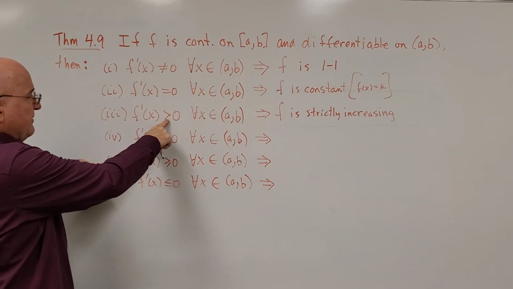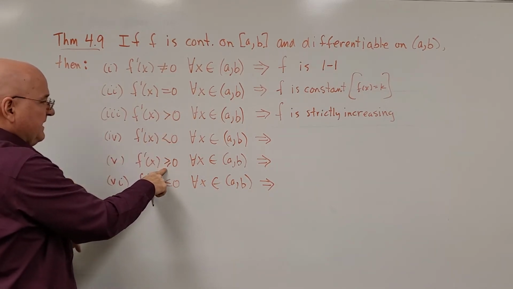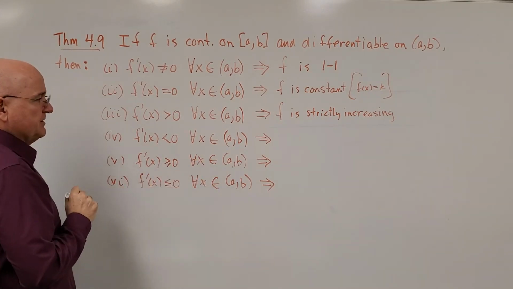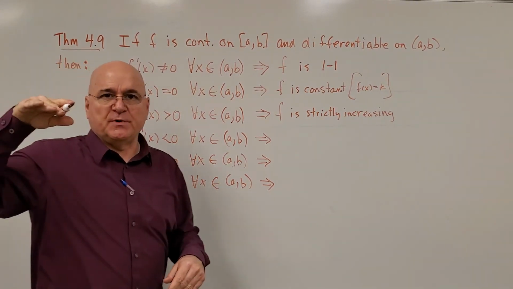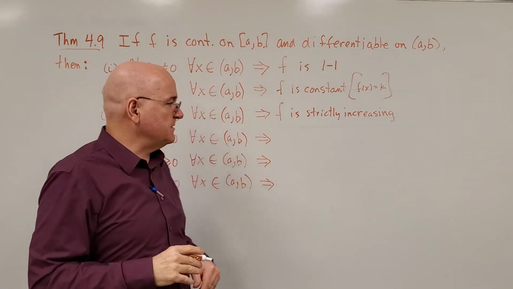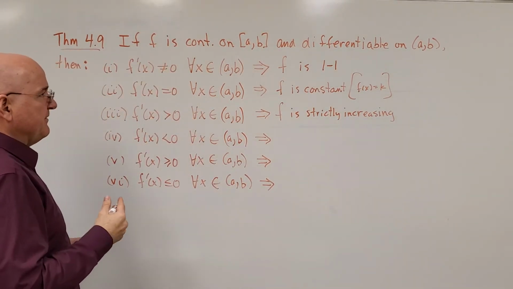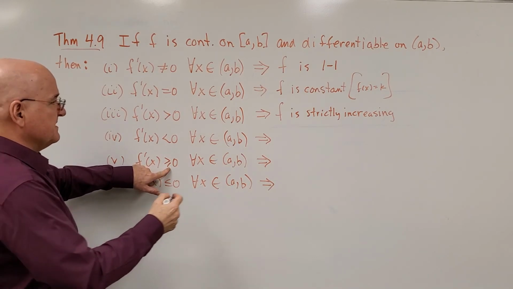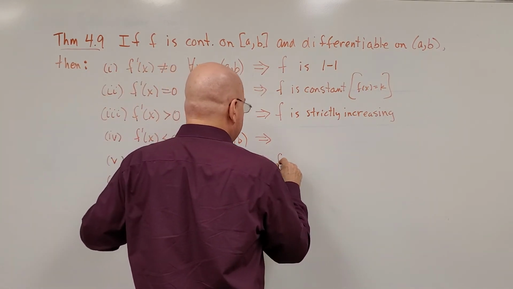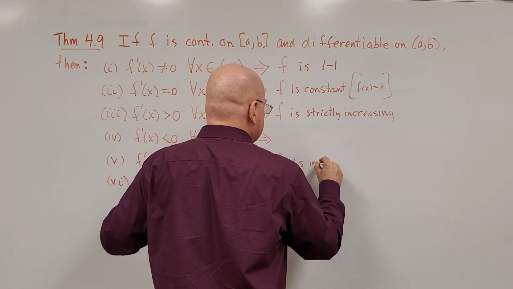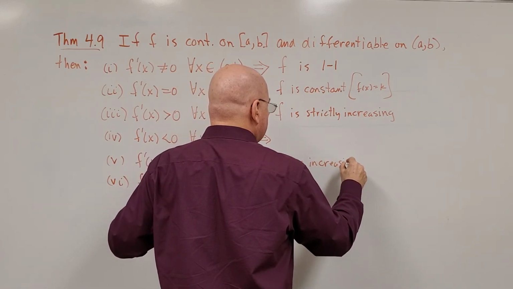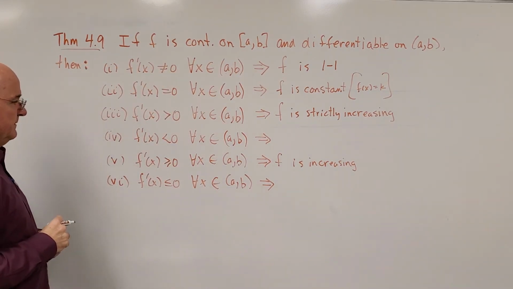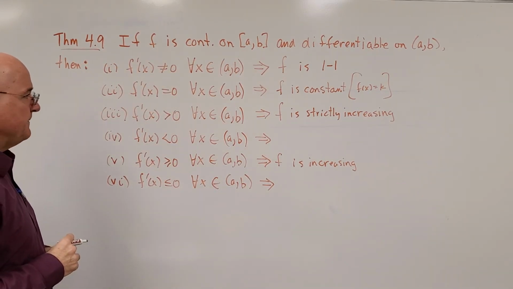So instead of greater than, it's greater than or equal. Well, the textbook calls that an increasing function, where you could have some spots where it's horizontal, where it's constant. I would rather call that non-decreasing, but we'll go ahead and go with the book and say, for part 5, f is increasing. Again, non-decreasing would be a better way to say that.